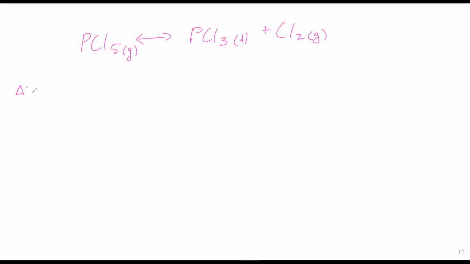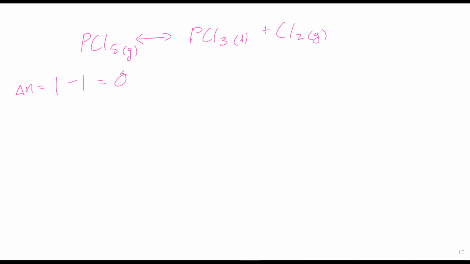And we know that delta N is the sum of the coefficients of the products minus the sum of the coefficients of the reactants. Only in this case, it's only going to be one of the products because PCl3 is a liquid, and we don't care about liquids. We only care about gases. So if we only care about gases, then what we're looking at is a coefficient of 1 minus a coefficient of 1, which gives us 0.